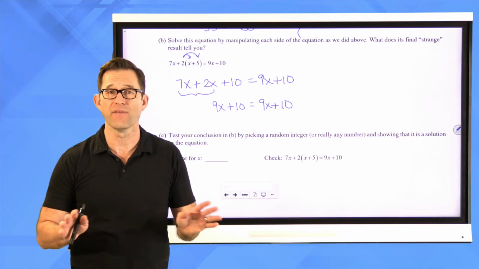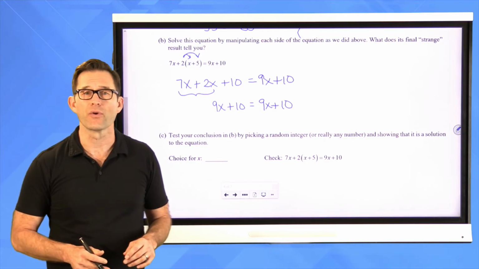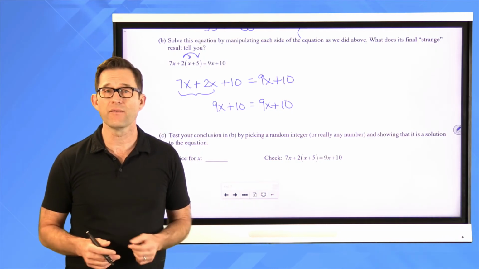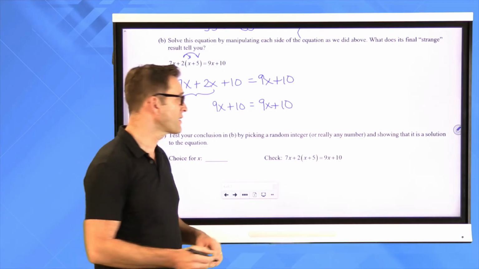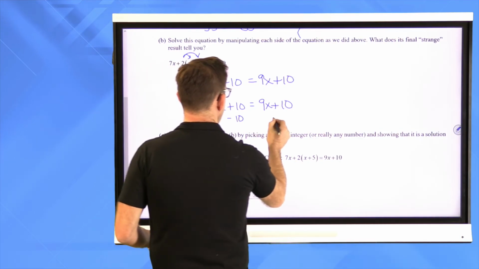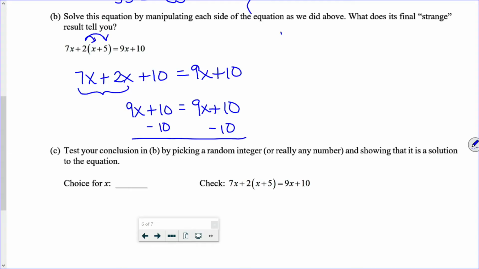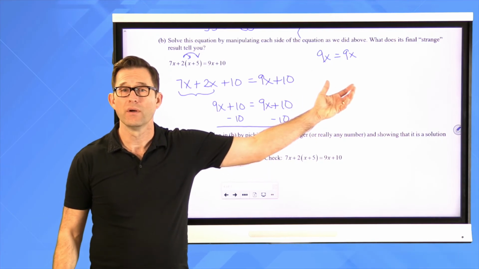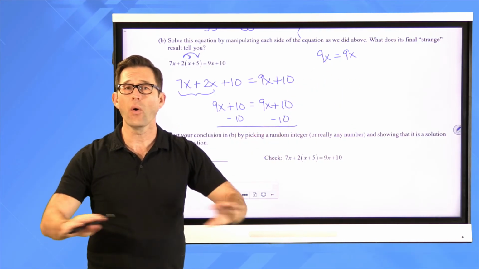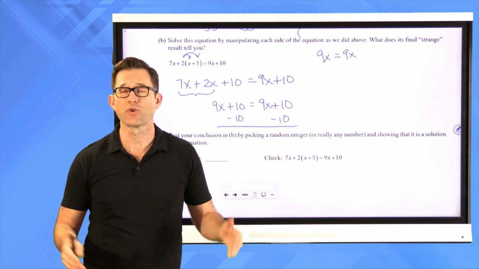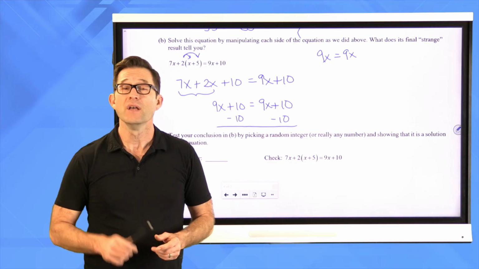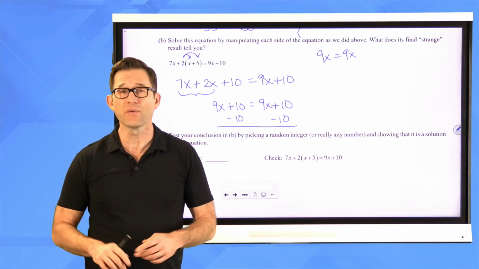I mean, any value. But if you took it a little bit further, you might be tempted to either subtract 9x from both sides or subtract 10 from both sides. Let's subtract 10 from both sides, right? If we subtract 10 from both sides, we'll get 9x equals 9x. And again, side note, that is always true. 9x equals 9x is always true. If I wanted to, I could then subtract 9x from both sides, in which case I'd get 0 equals 0. By the way, 0 is always equal to 0, so that's always true.